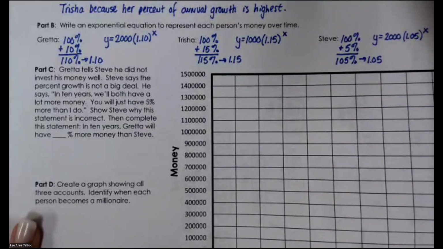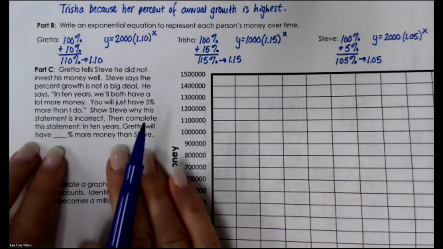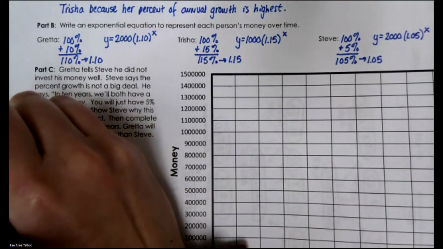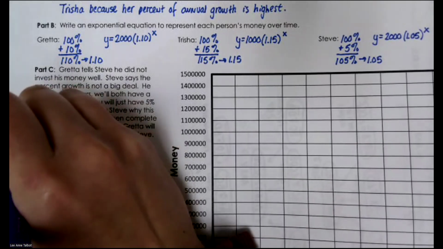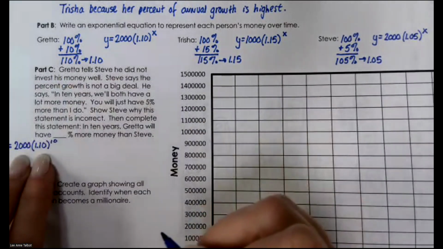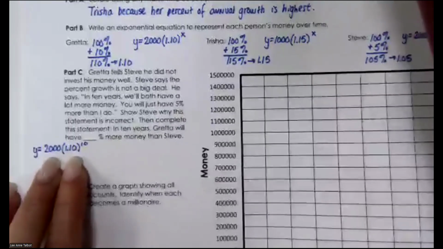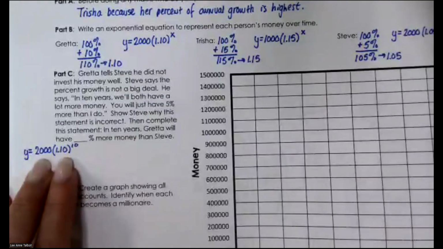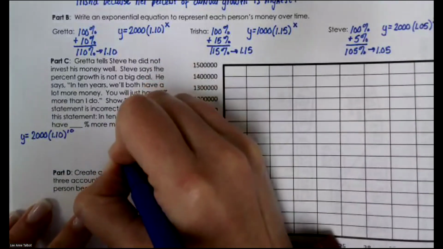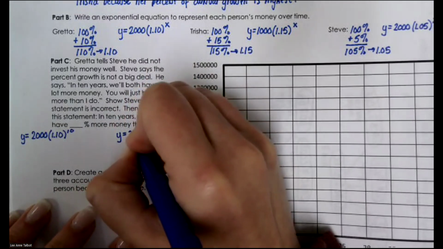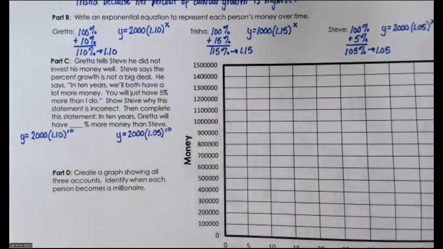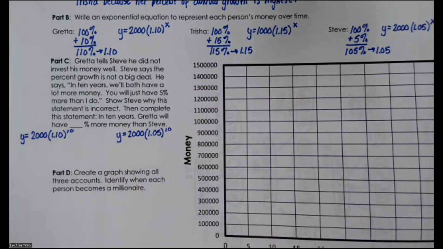Okay, so what we're going to do is we're going to take Greta's equation and Steve's equation, and we're going to plug 10 into both of them. This is where you need the calculator. So y equals 2,000 times 1.10 to the 10. So there's Greta's. Okay, and then over here, I'm going to do Steve. Okay, you guys, type these into the calculator and get answers.